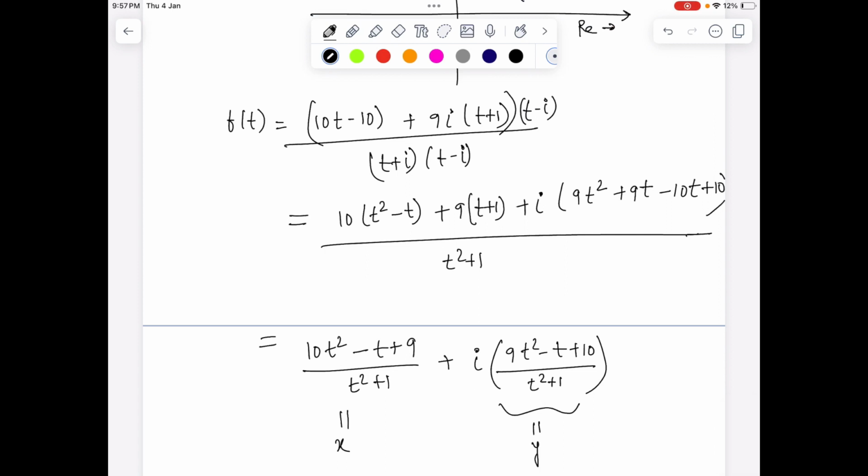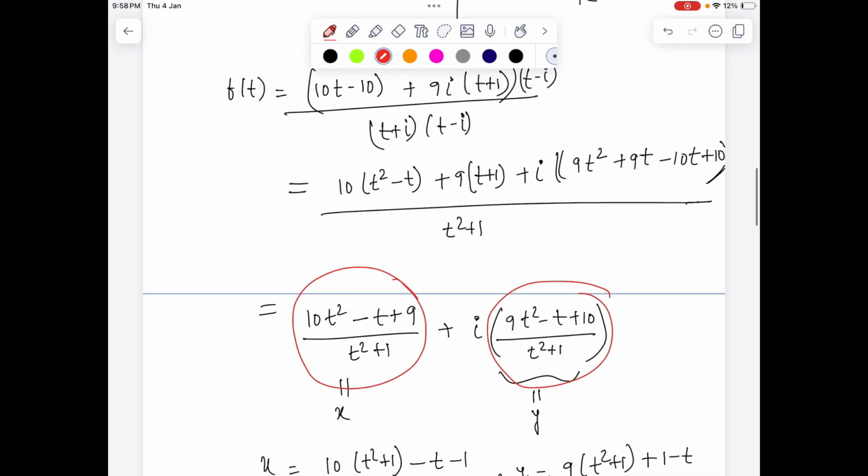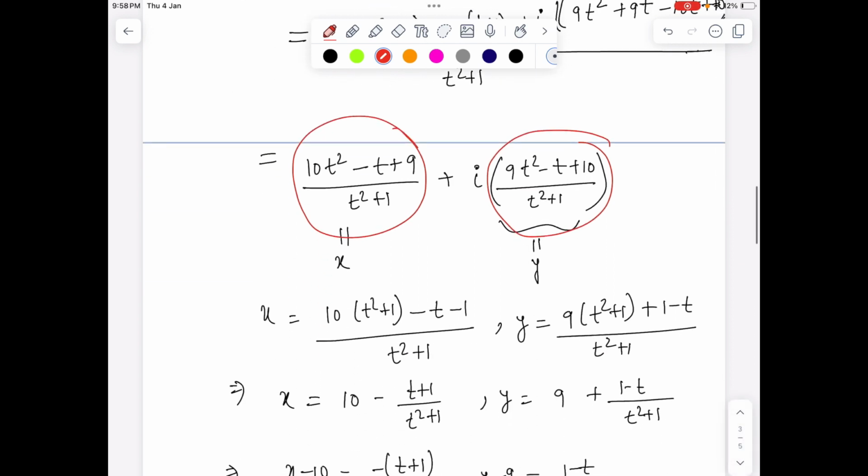So as usual, we'll multiply with the conjugate, t minus i, which I have done over here. And if you do the calculation, you'll get two parts. One x part is coming over here, and the y part is coming like this. So this f of t can be written as x plus iy, where x is (10t square minus t plus 9) by (t square plus 1), and y is (9t square minus t plus 10) by (t square plus 1).